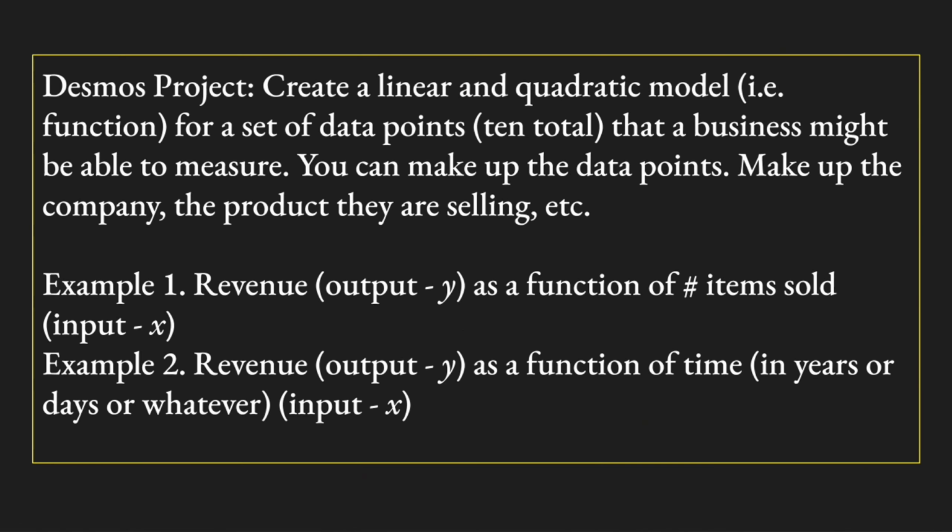So here's the Desmos project. Create a linear and quadratic model, or regression, which is a function, for a set of data points. Make it 10 total data points that a business might be able to measure. You can make up the data points, make up the company, and the product they are selling. For example, the revenue could be the output Y as a function of the number of items sold, which would be the input X, or revenue could be a function of time.